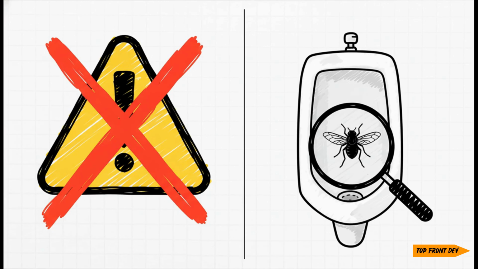Now you'd think, right, they'd just put up a bunch of signs. Please aim carefully, that kind of thing. But they didn't do that. Instead, they did something completely out of left field. They etched a small, really realistic looking image of a fly inside each urinal, right near the drain.